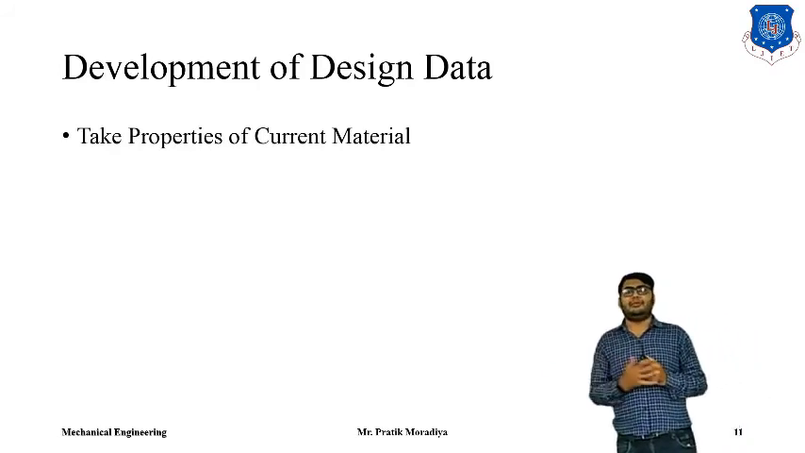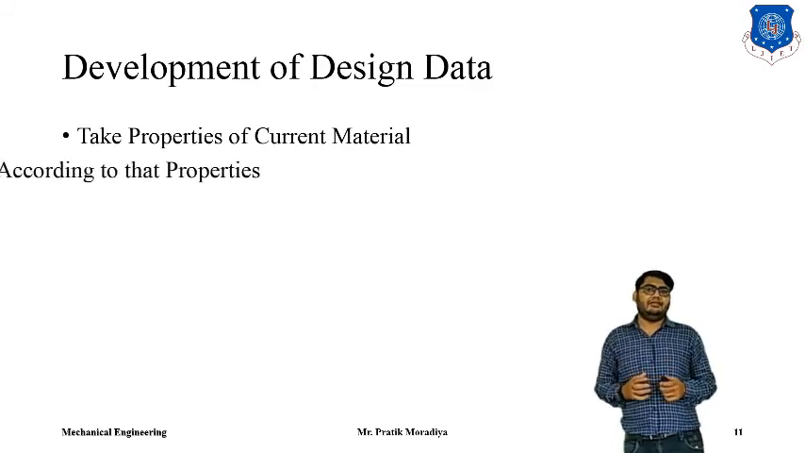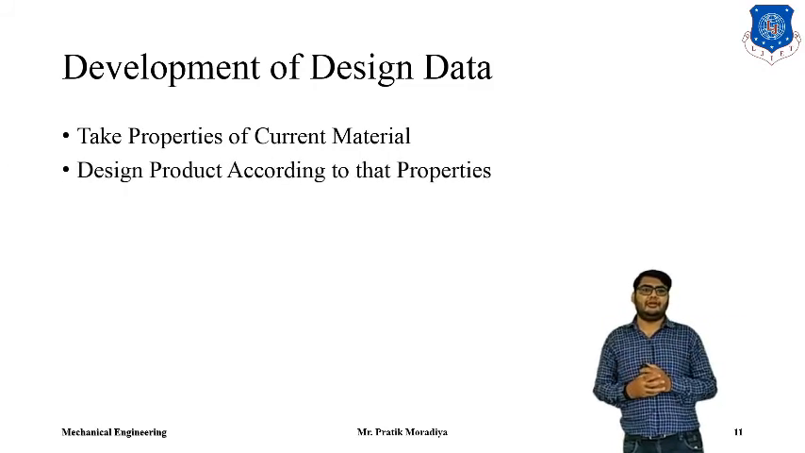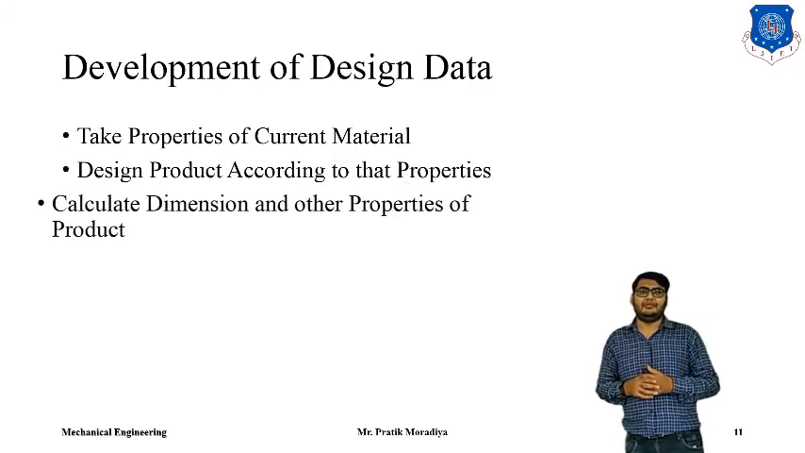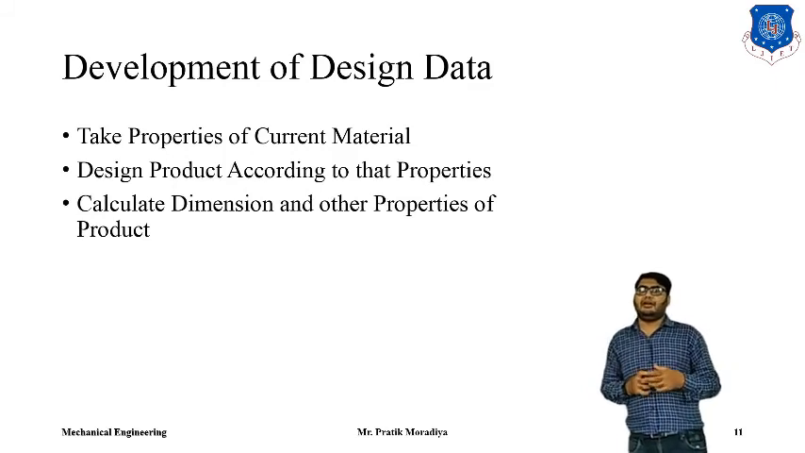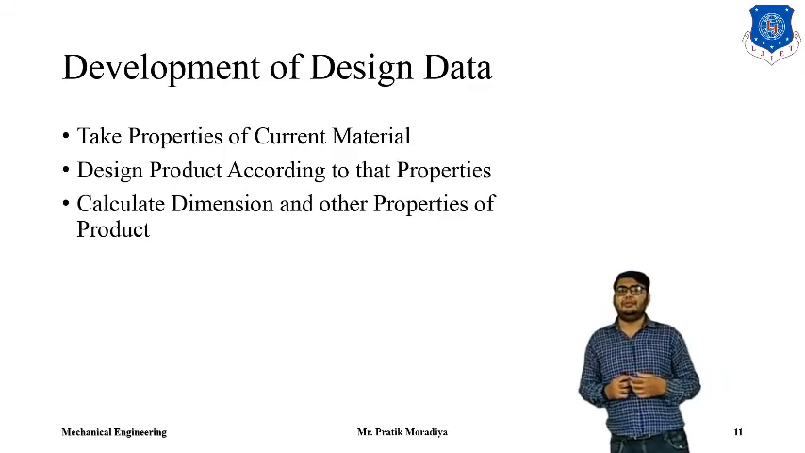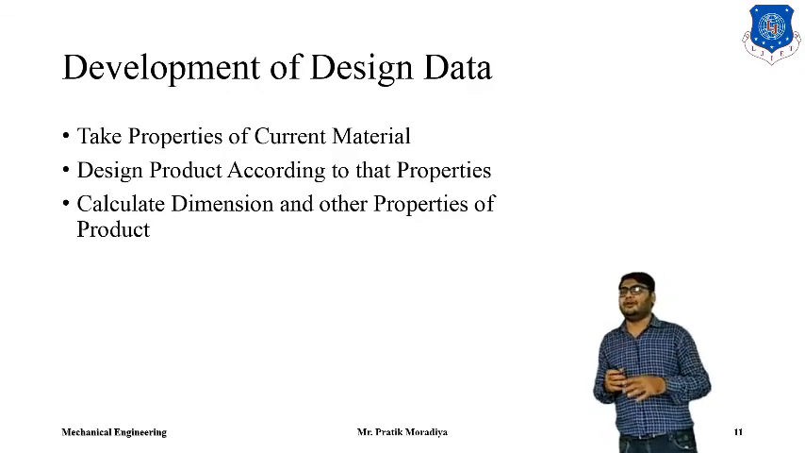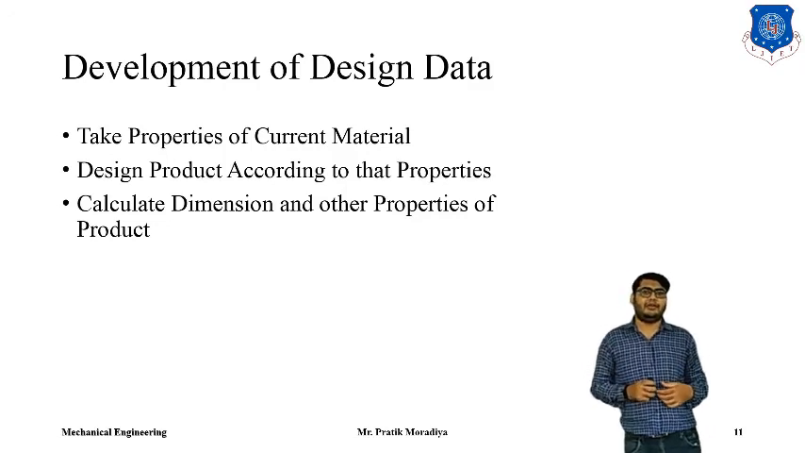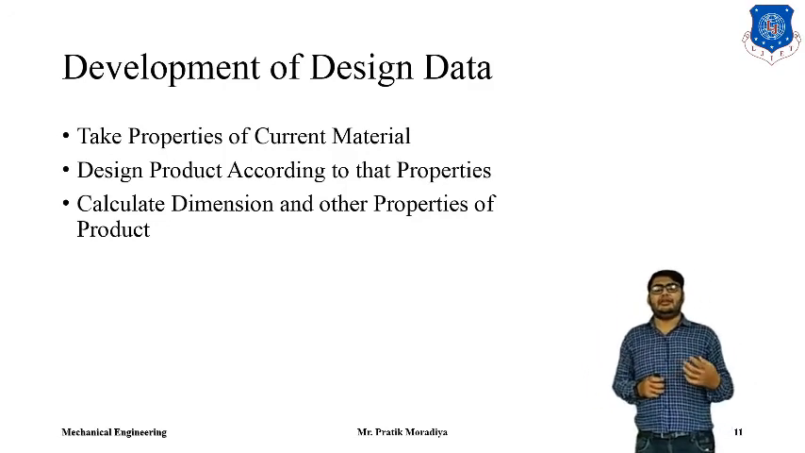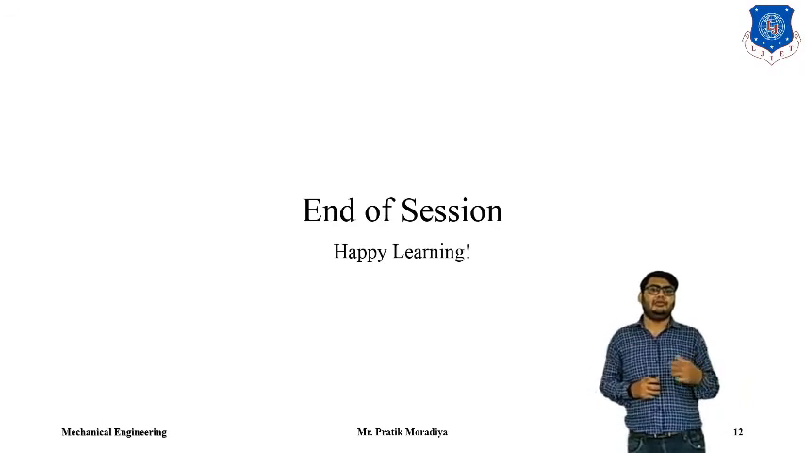Now, how to develop this design data? We simply take properties of the material and we design the product according to these properties. So we have some strength requirements and we design according to the strength of our available material. That is a very simple process. You all know how to design based on the properties given. Simply we are finalizing our property and according to the property we are designing our product. So we calculate dimensions and other properties and we give it to the respective team.